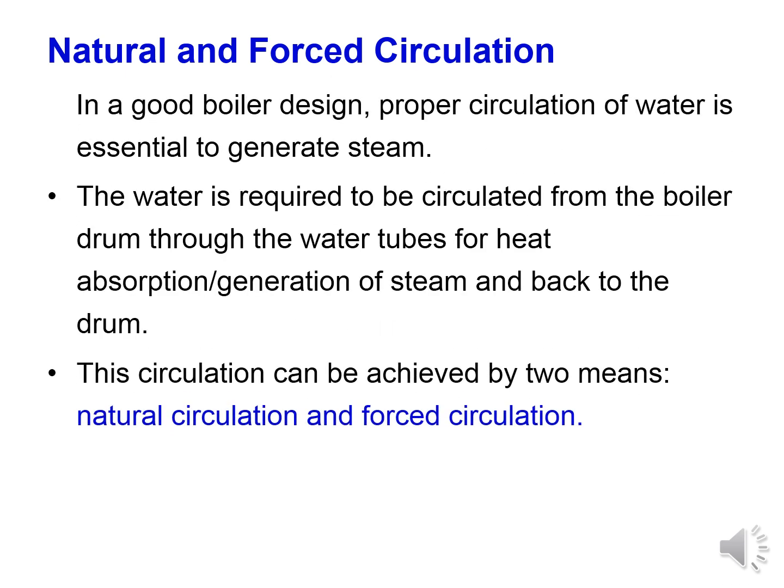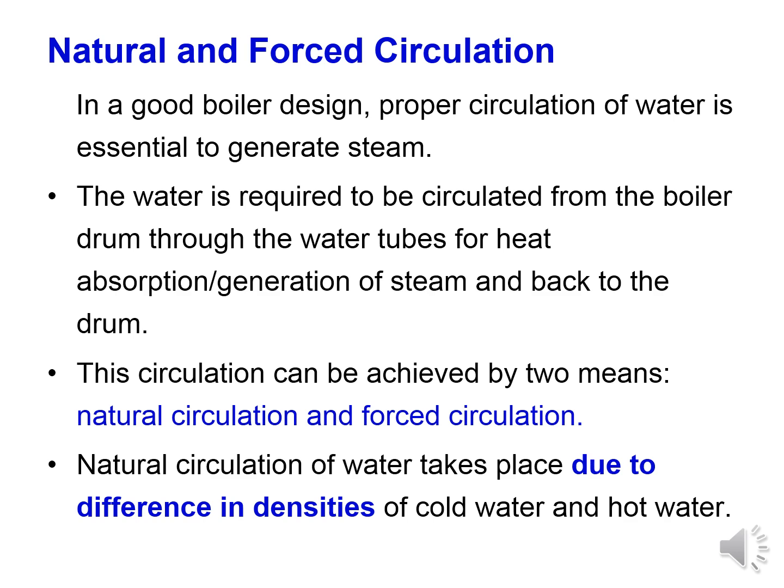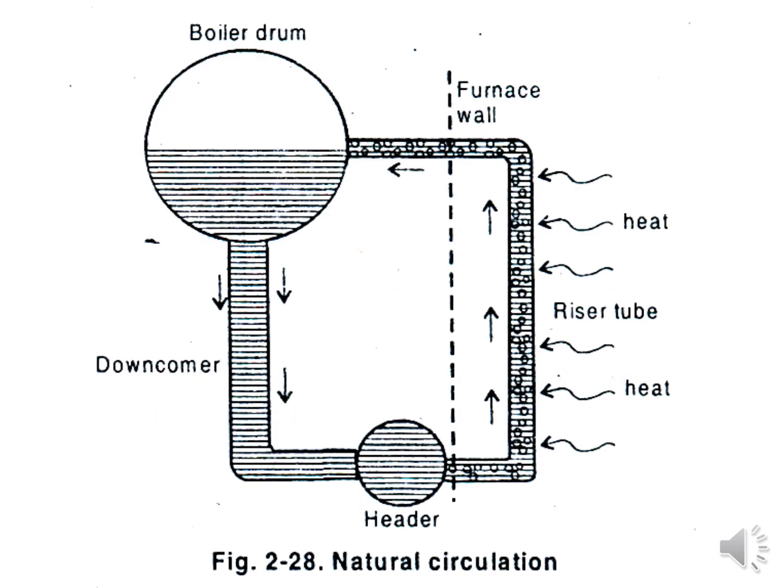So next, we will be seeing natural and forced circulation systems, meaning water we are going to circulate. See here how the natural circulation and forced circulation take place. The only thing is, natural circulation works basically based on the density difference. See here, this is the furnace wall, and inside this the downcomer is there, the header is there, and heat is through the tube, it is going to be heated.